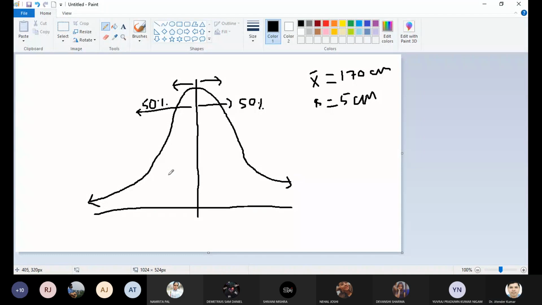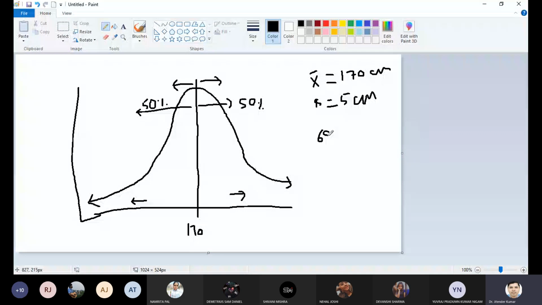So if my mean height is here, 170 centimeter, number of individuals. So as you move away from the mean, if you go on the right hand side, that means you are going towards taller people, and if you go on the left hand side, that means you are going towards the smaller people or shorter people. So their number will keep on decreasing. The extreme heights, people of very short height or very tall height, their number is very small.